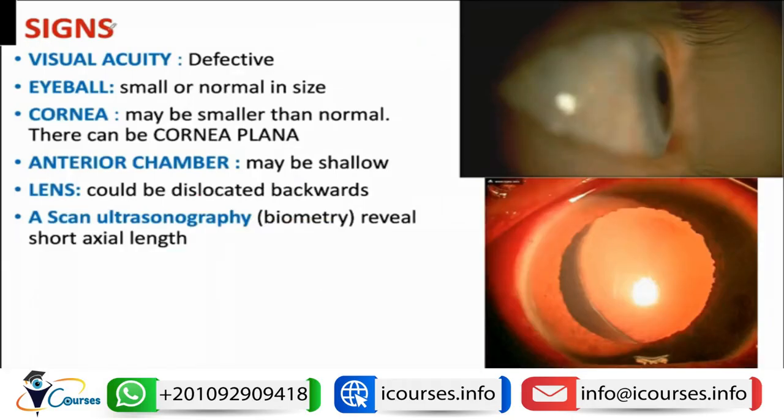So what are the signs? The visual acuity is defective and it is usually more for near than for far. The eyeball can be small in size or normal in size. The cornea can be smaller or normal, and sometimes can show what's called cornea plana, or flat cornea, that will lead to hypermetropia.